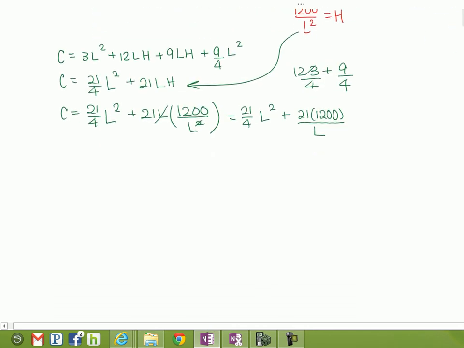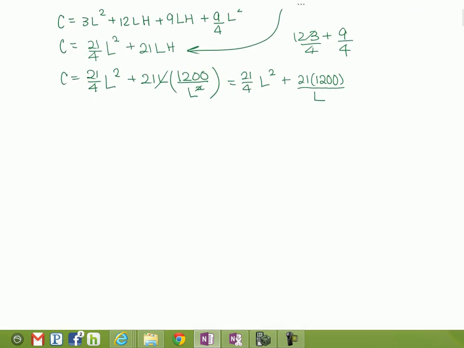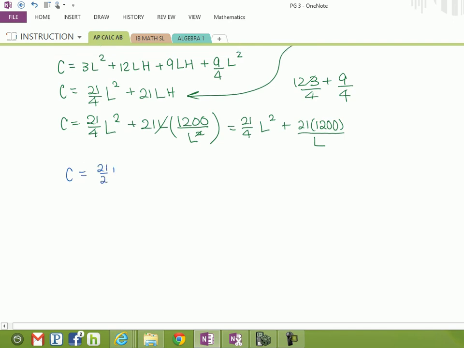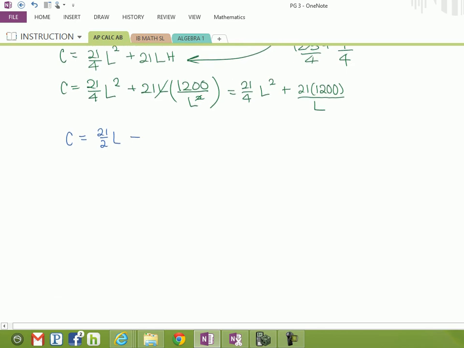Pretty long process, I understand that, but let's see if we can make this work out a little bit nicer. So far I haven't taken a derivative. All I did was eliminate variables. Now, I'm going to take a derivative. 21 over 2L plus, so this is L to the negative 1 power, so I'm going to turn this into negative. There's a reason I haven't multiplied these numbers out.